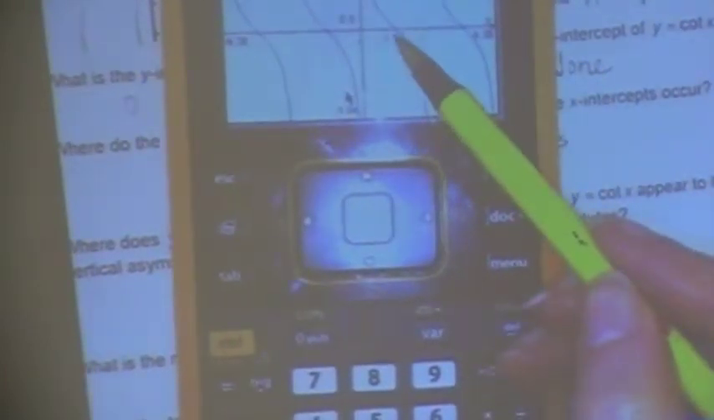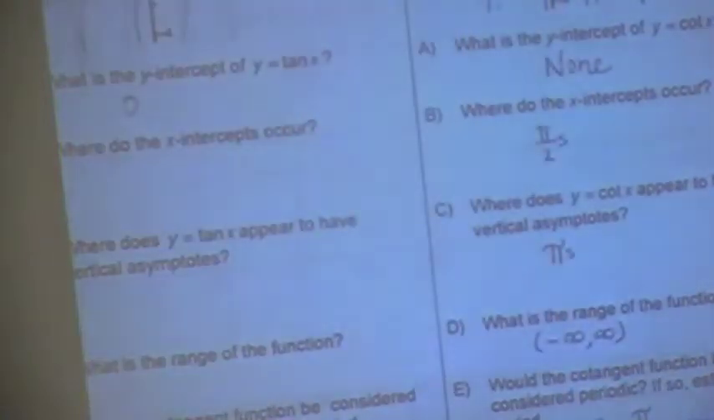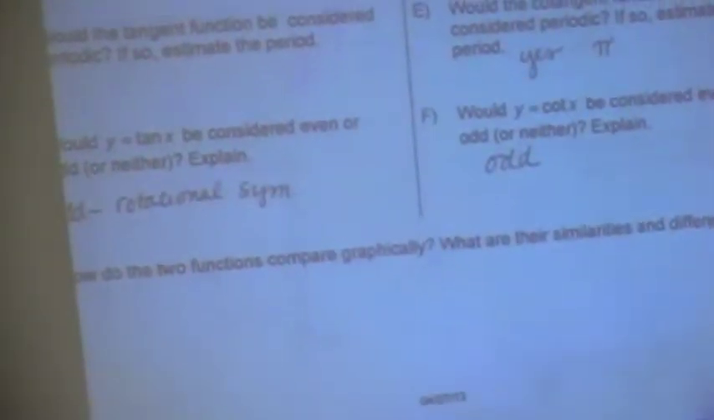Okay. And then at the x-intercepts, it crosses here, 1.57, which is pi divided by 2. And then it crosses again here. Well, I know 6.28 is 2 pi. So it's between this line right here is pi, and this line is 2 pi. So it's a half pi, it's a 1.5 pi. Okay. So, cool. So then it asks for the similarities and the differences, or comparing them graphically.